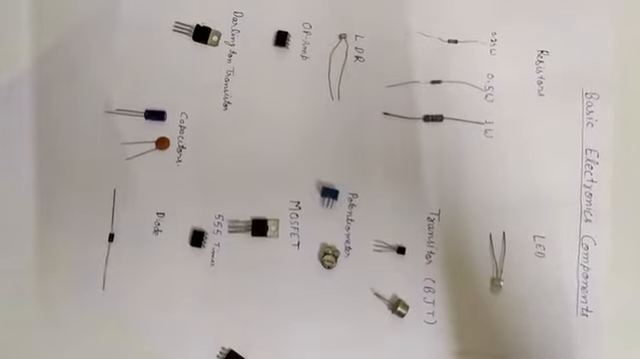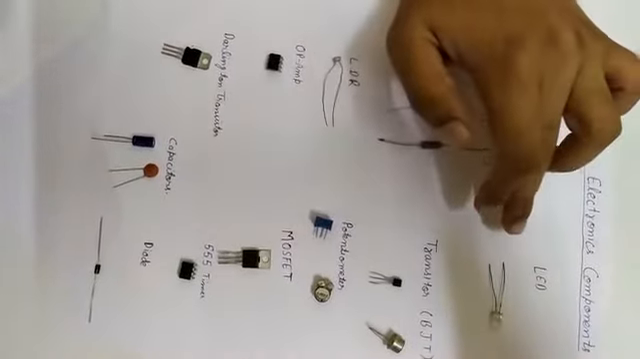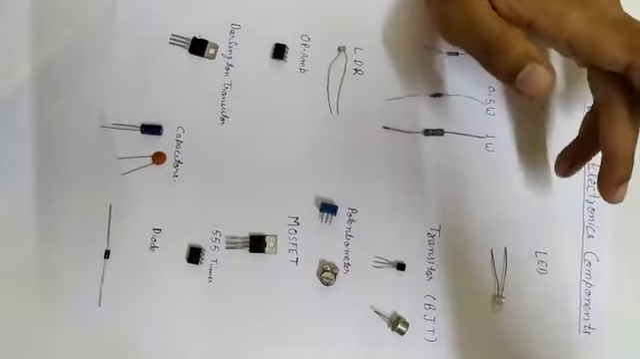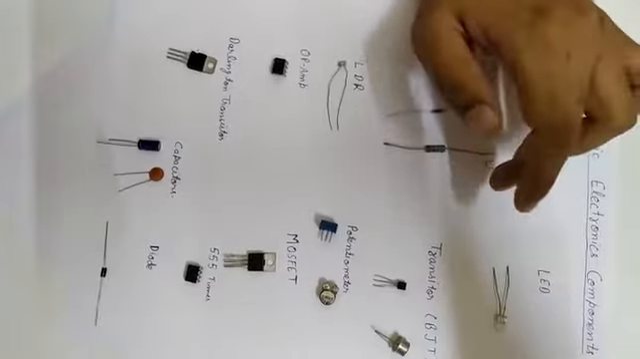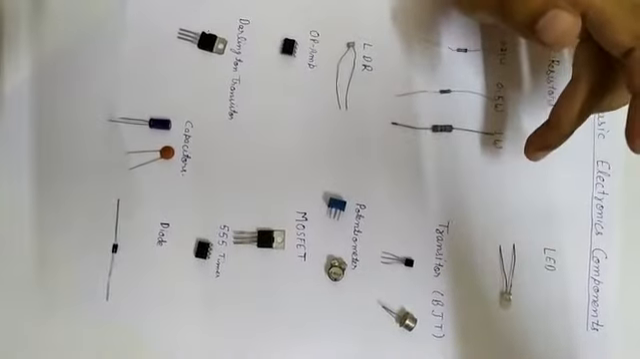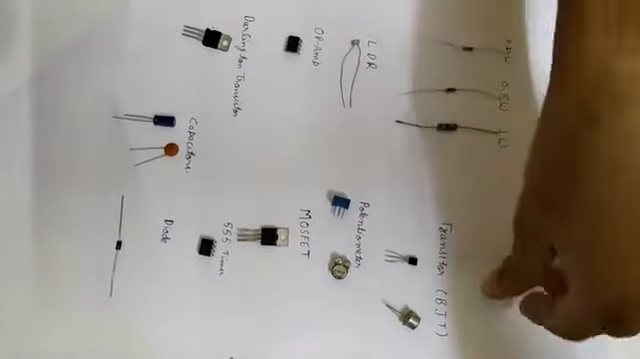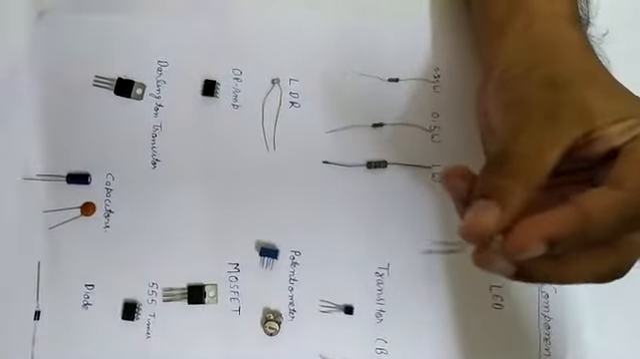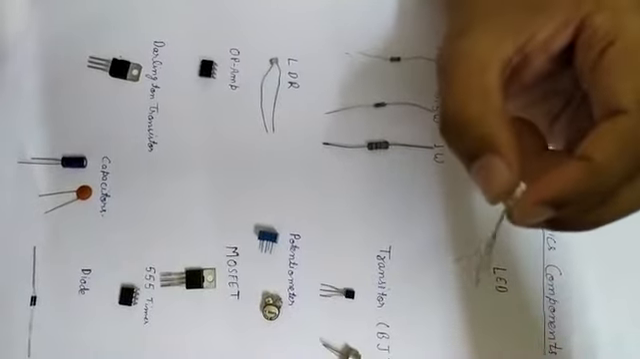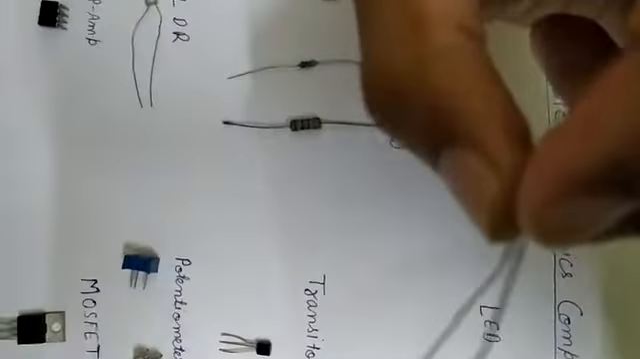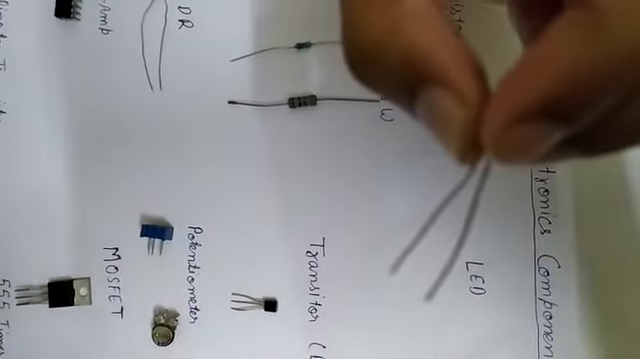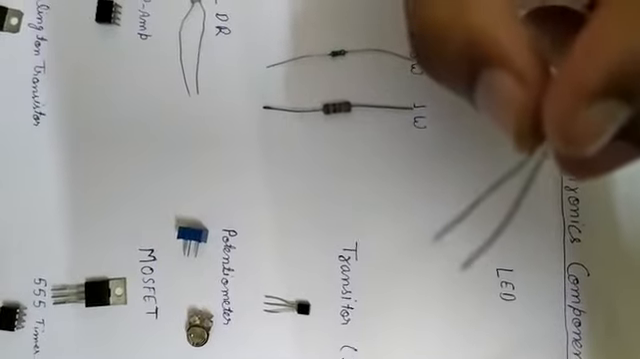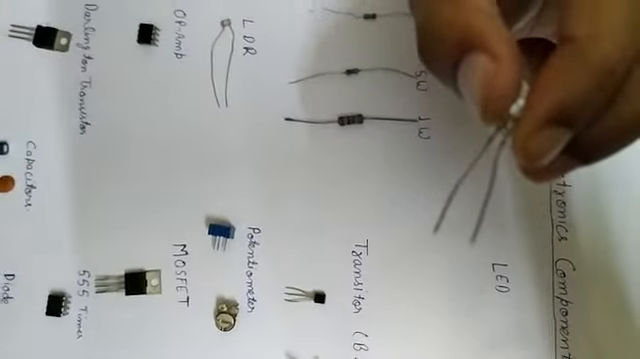Now we come to second component, LED. LED is light emitting diode. Means it is just like a diode, but when we apply potential to it, it emits light. There are two terminals of this LED. One is positive and one is negative. We can check the positive one and negative one by checking its length. The longer leg is positive and the shorter leg is negative.